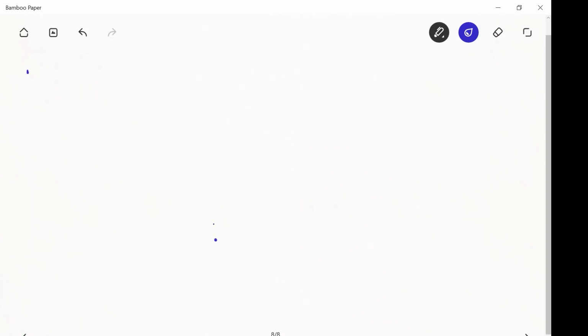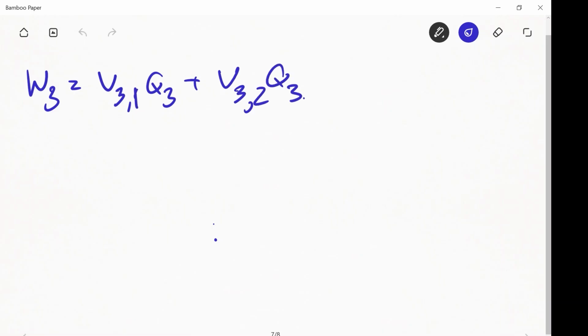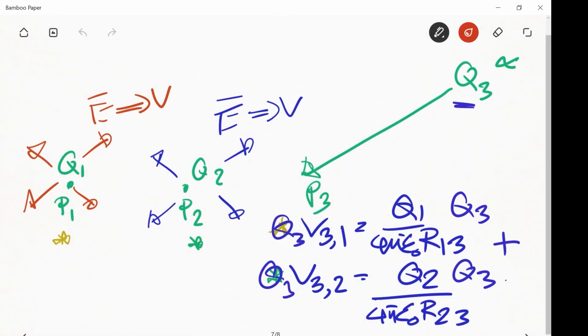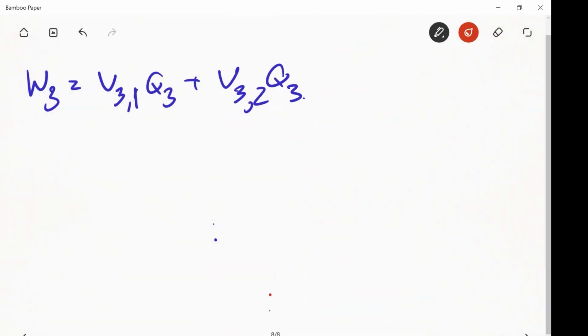So we need to add these two together to get the work. I call work number 3 equal to V31 Q3 plus V32 Q3. From this previous equation, if we exchange these two and also these two, we get another equation, because then I will have V13, the potential produced by Q3 at point P1. So we move Q1 there, and we need to multiply by Q1.